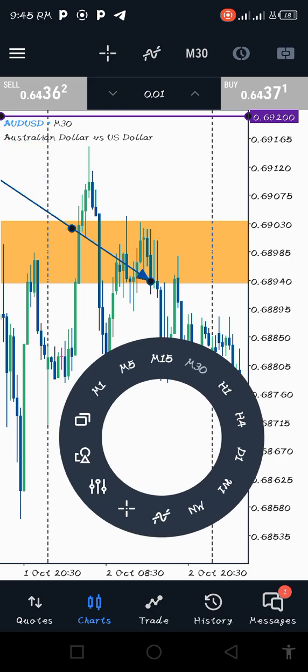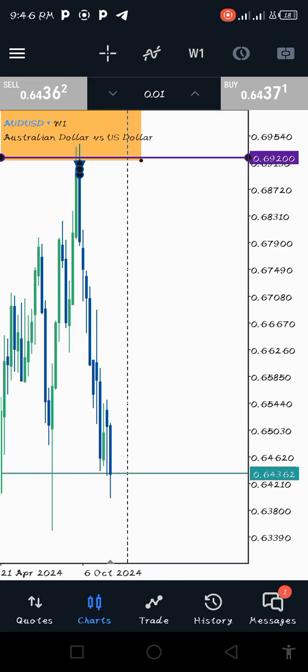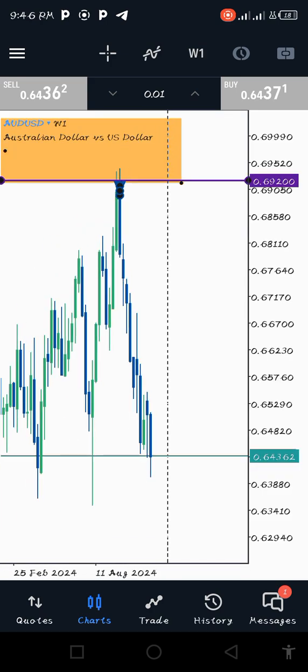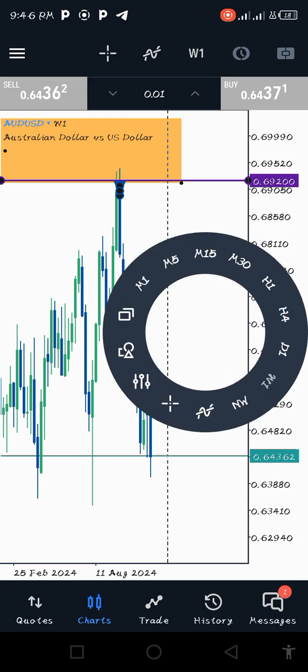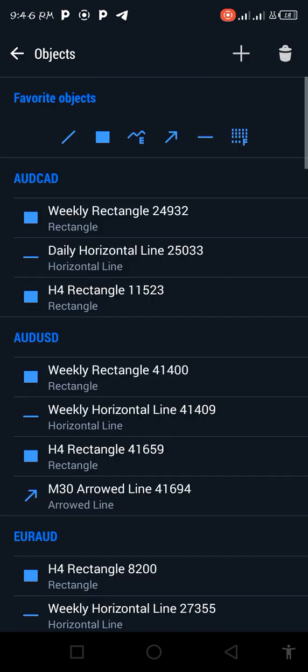So after entering that trade, since our bias is now bearish, we go to the weekly time frame and set our take profits. First take profit will be right at this point.